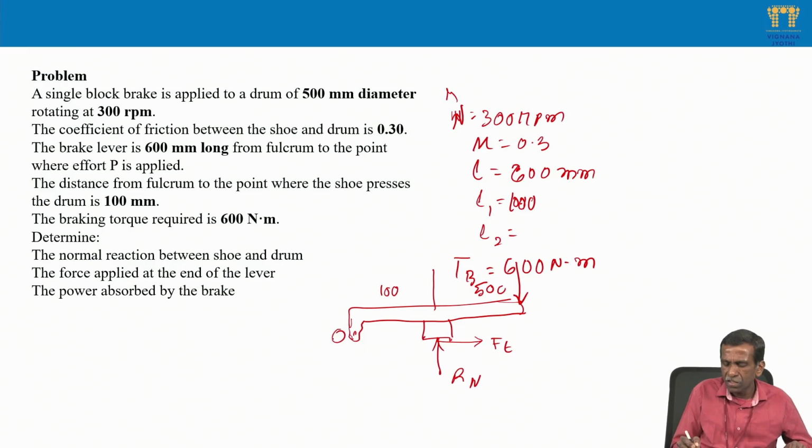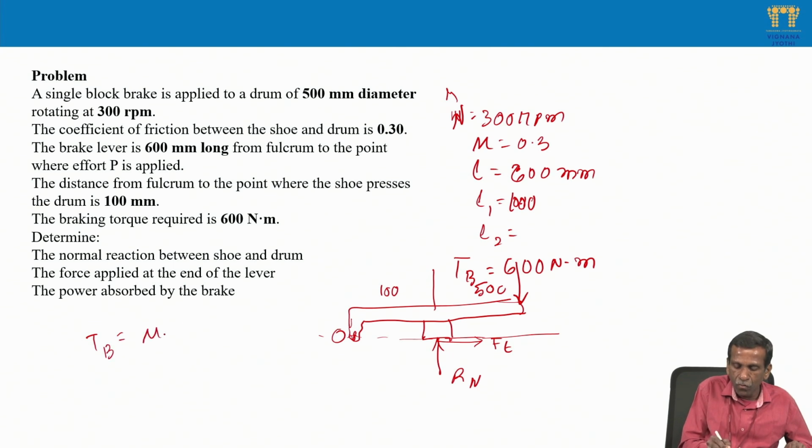Then this is the pivot point. Suppose you take the line of action of the frictional force as passing through the pivot point. In that case, you write the relation and find the unknown normal reaction required. The frictional torque required is mu Rn into R. The braking torque is given, mu is also given, Rn is unknown, and R is given. So directly you can substitute and find it.